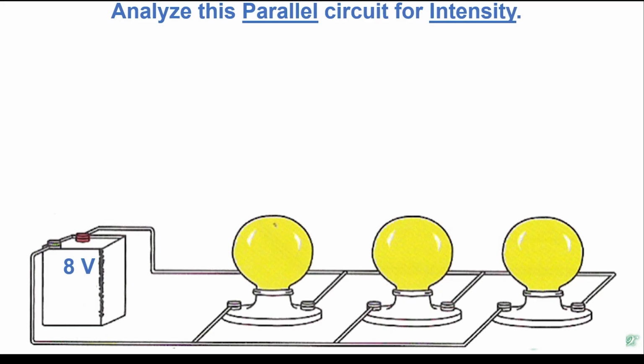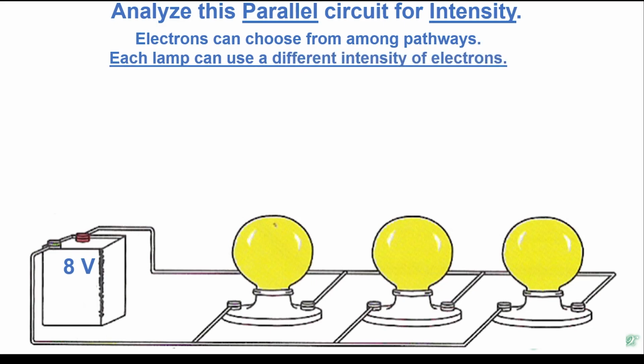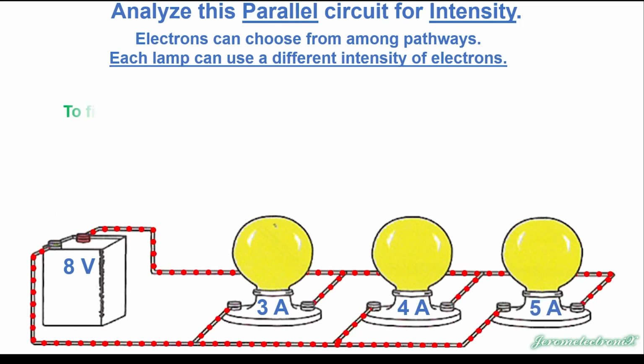All right. Let's go for intensity, which is amps, which is current. All three words refer to the same thing. Now, electrons can choose from among the pathways here, and each lamp uses a different intensity of electrons. So here are the electrons. They're traveling, and this first lamp is a 3 amp lamp. It takes 3 amps. The next lamp is a 4 amp lamp, probably different manufacturers. The next lamp is a 5 amp lamp.